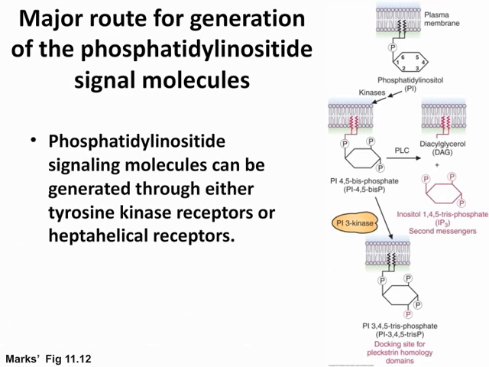So again, phosphatidylinositol, or PI, can generate PI4,5 bisphosphate. And PI4,5 bisphosphate can be cleaved to generate two second messengers, diacylglycerol and inositol triphosphate, so DAG and IP3. The second function is that phosphatidylinositol can form PI3,4,5 triphosphate. That just serves as a plasma membrane docking site for signal transduction proteins.